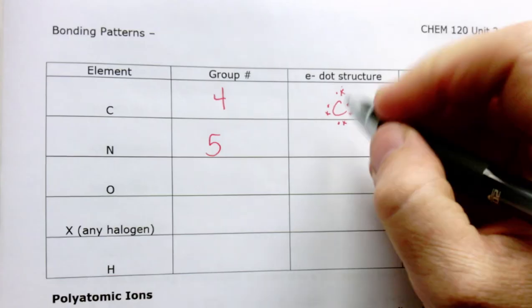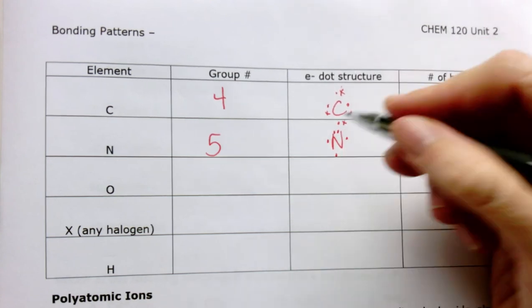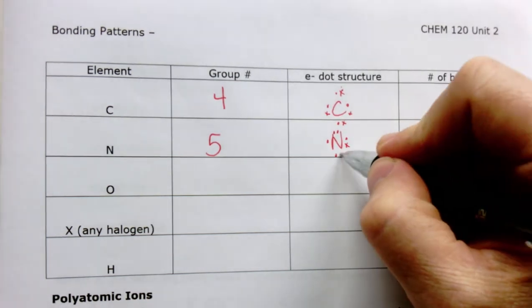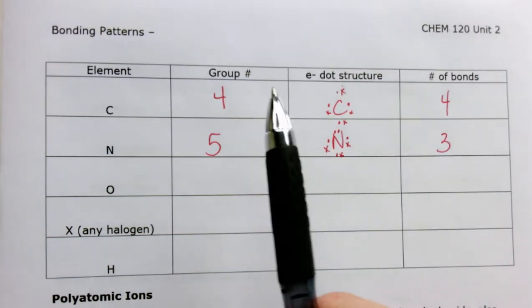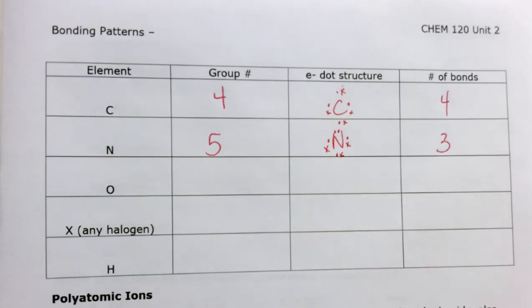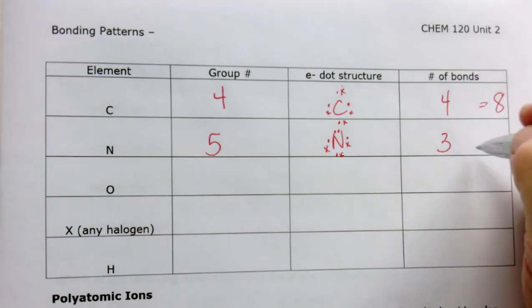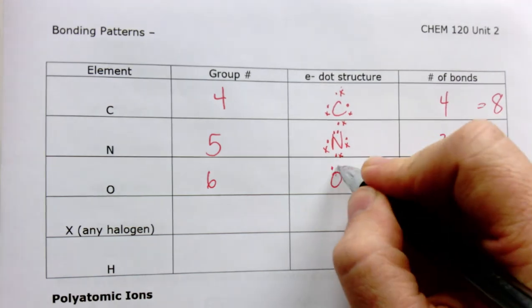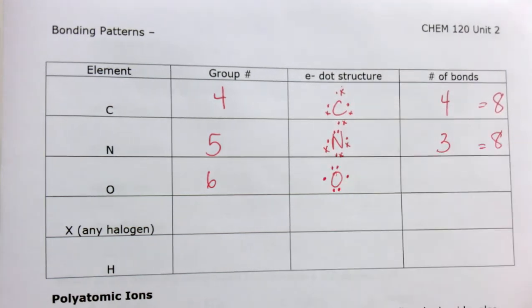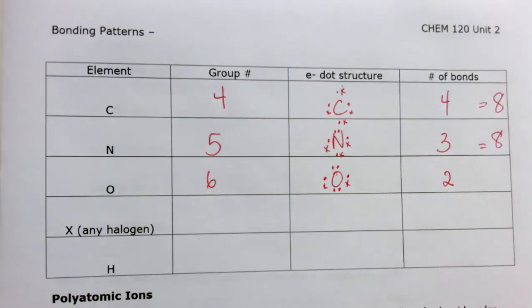Nitrogen's in group 5. The electron dot structure of nitrogen looks like this. So it has 5 around the nitrogen. It has 3 spots for bonds. So what you'll find is that the group number plus the number of bonds should add up to 8. 4 plus 4 gives you 8. 5 plus 3 gives you 8. Oxygen's in group 6. The electron dot structure looks like this. So it has 2 spots for bonds. Double check your math here. 6 plus 2 gives you 8.